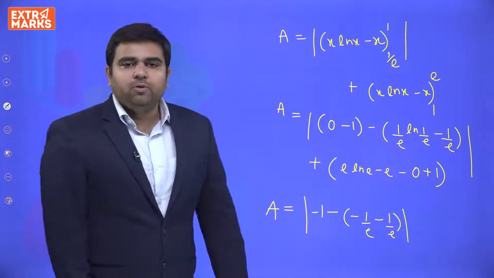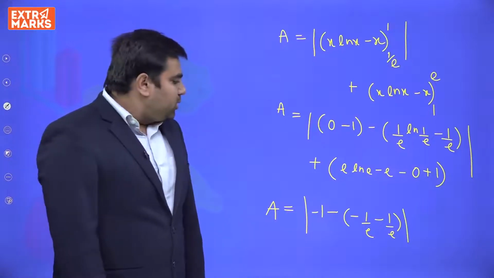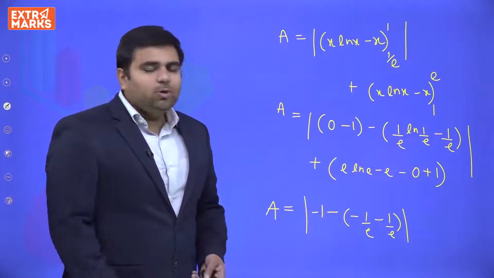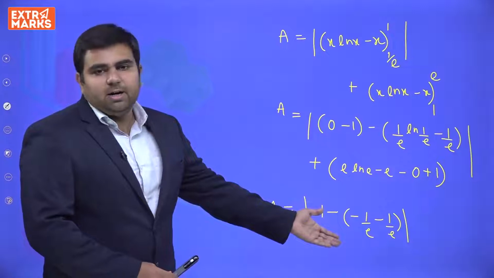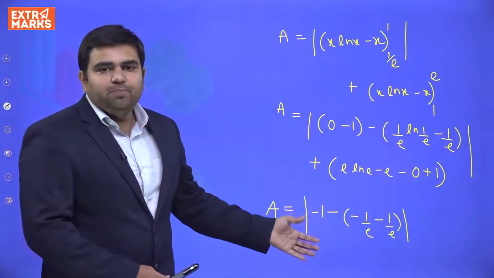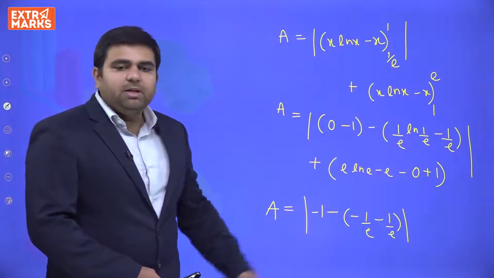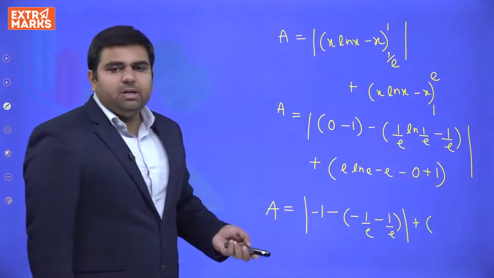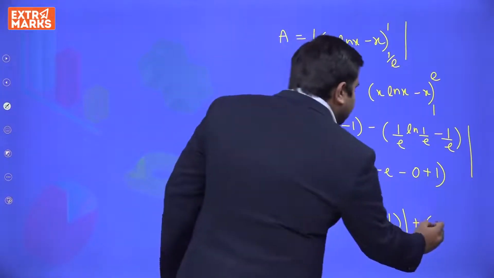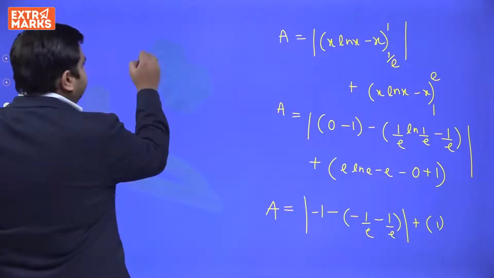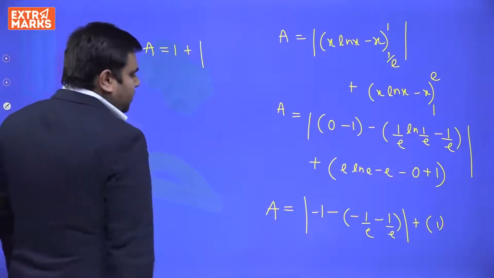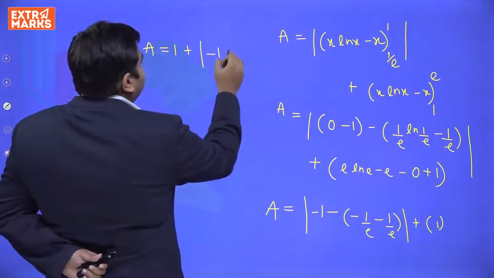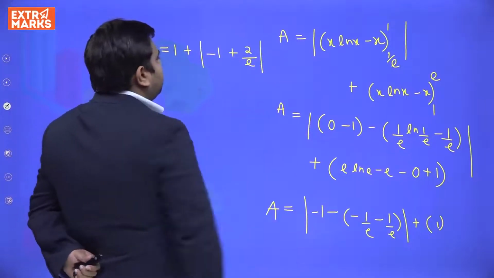So we have to be very careful with plus minus signs in area, right? Because if we cancel out this 1 by e, the answer would be different. But here we do not need to cancel out 1 by e and 1 by e. Rather they are getting added, so we have to be very careful with these plus minus signs. Plus e ln e is e, and e minus e is 0. So this portion is 1, right? So further, area is 1 plus modulus of minus 1 plus 2 by e, right? Minus 1 plus 2 by e.